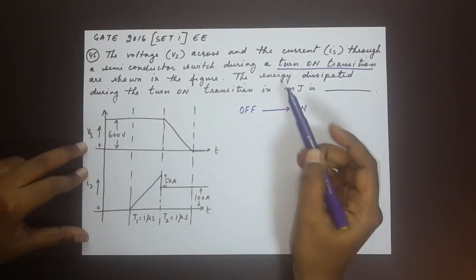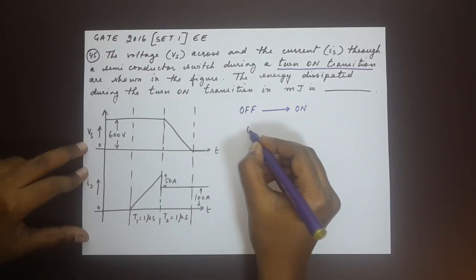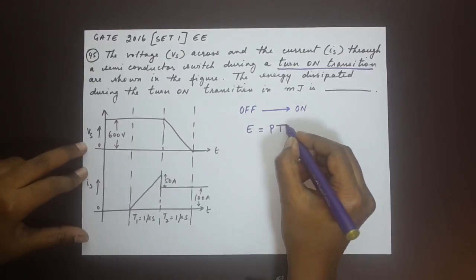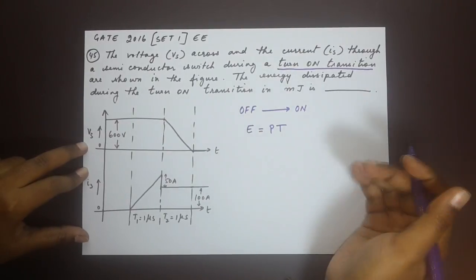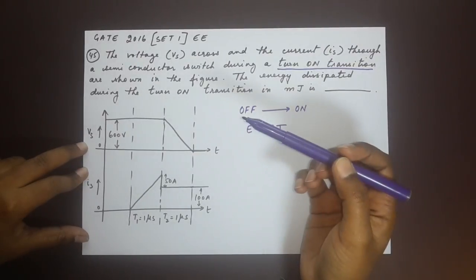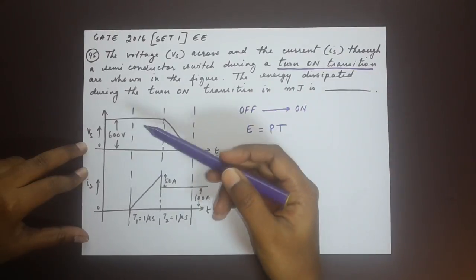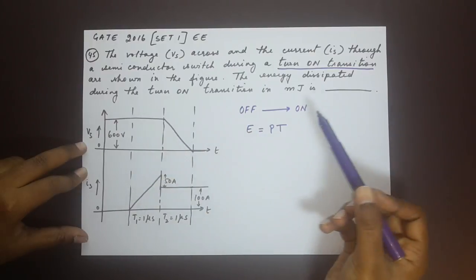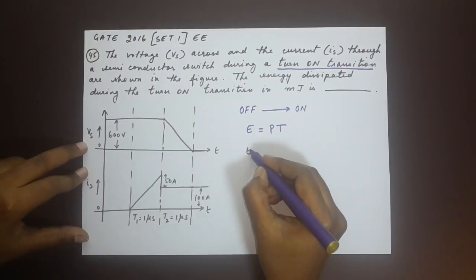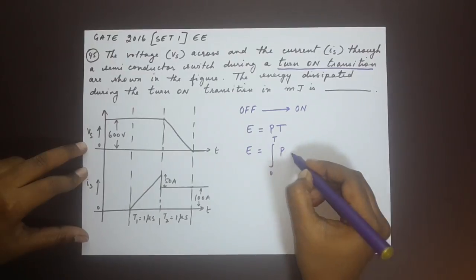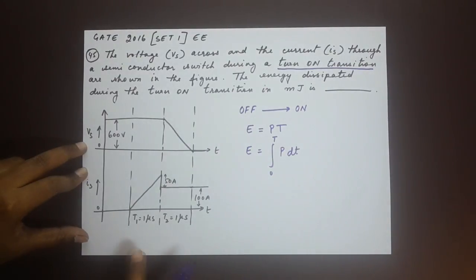So since we are to find out the energy dissipated, let's write down the general formula for energy: power multiplied by time. Now because this is not an ideal switch, we don't have a fixed value for voltage and we don't have a fixed value for current, and they are changing, so we cannot consider this equation. Rather, we consider the integration during the time period for power dt. So the time period is T1 and T2.